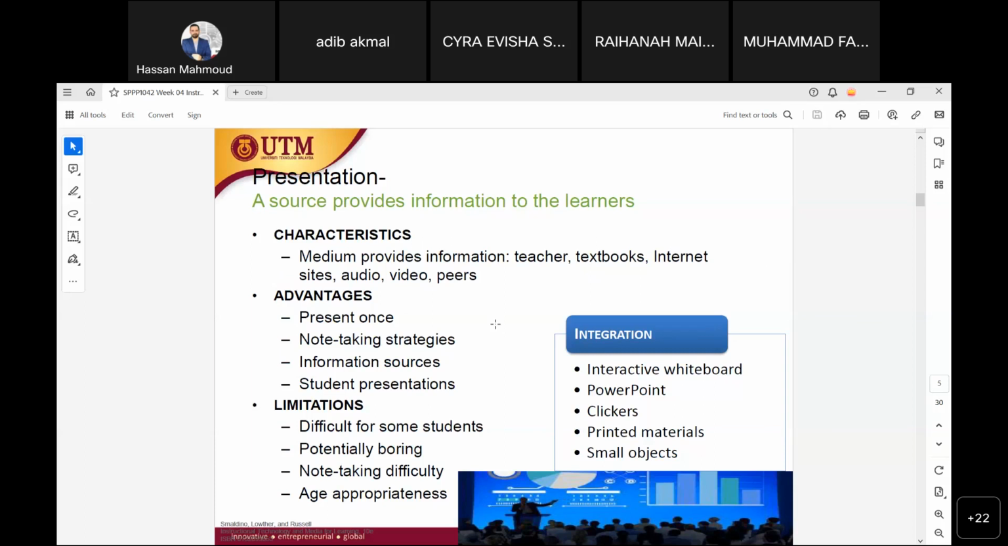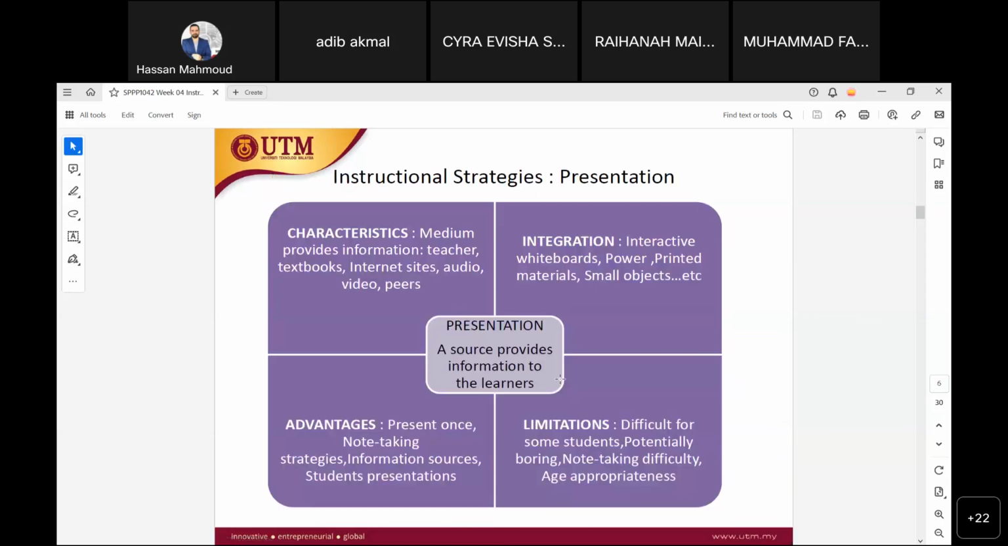Now, in the presentation, the characteristics for this method is you are, as a teacher, the source of the information. You might use some other sources as well, like books, internet, audio, video, and so on. For the integration, you could integrate some other tools. For example, PowerPoints, LCD, whiteboards, and so on.